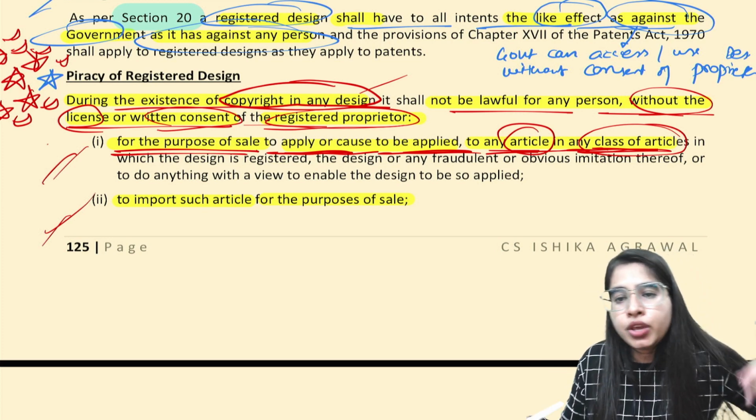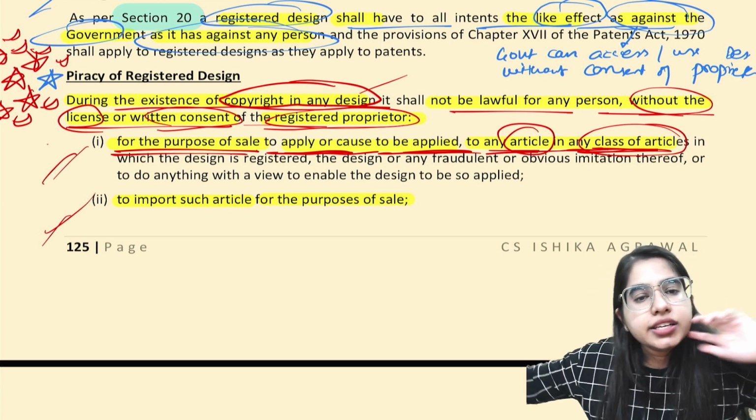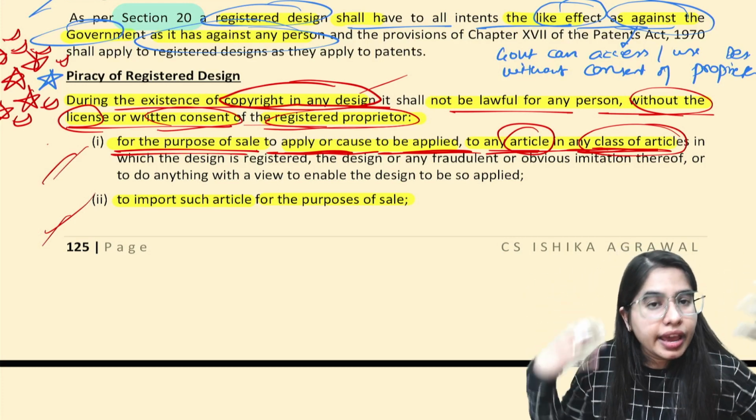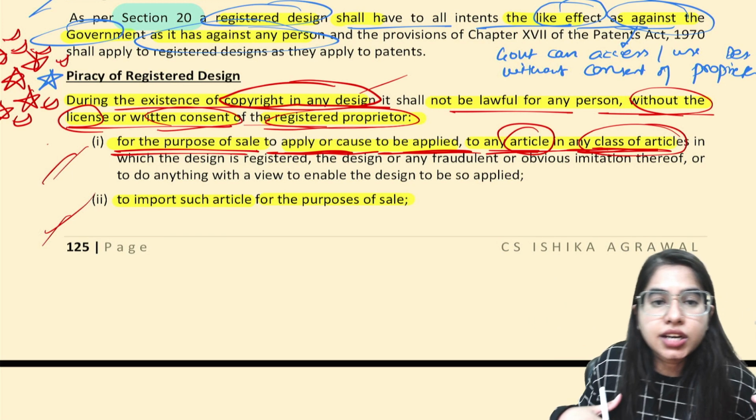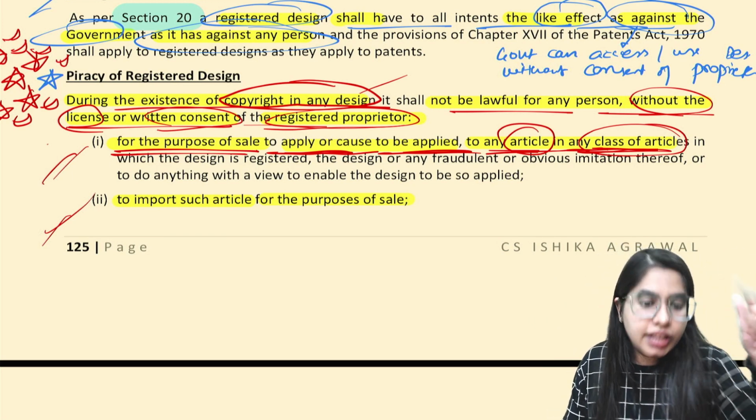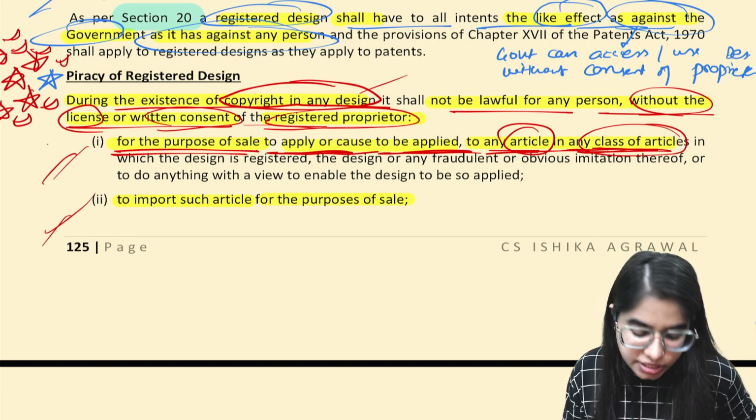For example, you are copying a Sabyasachi design, you are making a similar lehenga by copying the same Sabyasachi design, and now you are selling it. Now you are selling it in Chandni Chowk. That will be called piracy of registered design. Are we clear with this?